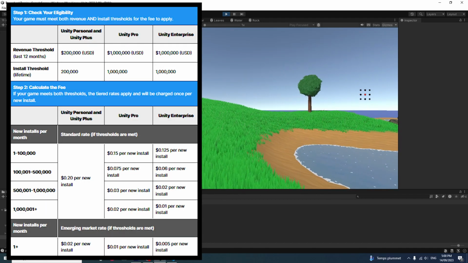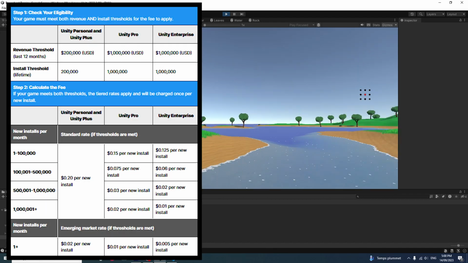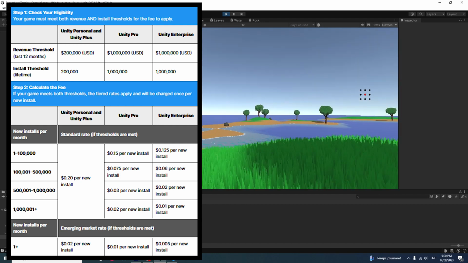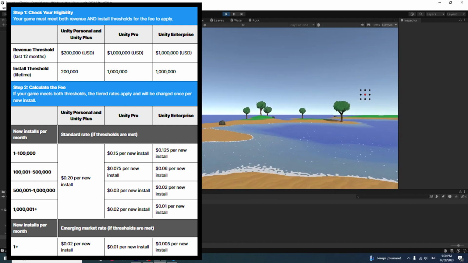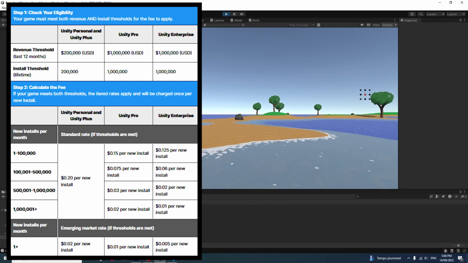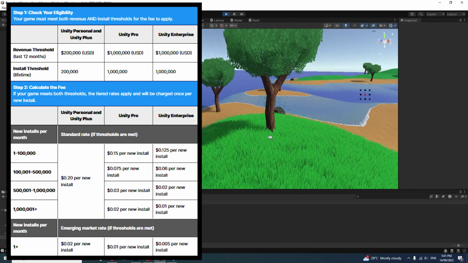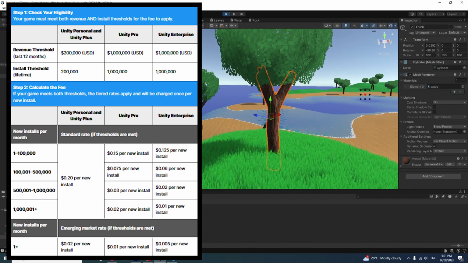Firstly, the way Unity's new revenue system works is for every install your game gets, you will have to pay a fee to Unity. This fee changes based on your Unity plan and only applies to people making over $200,000 a year and who have over 200,000 downloads. However, this changes based on what plan you're on. If you're using Unity Free like most people, you'll have to pay 20 cents per install, but only if your game fits the requirements stated before.